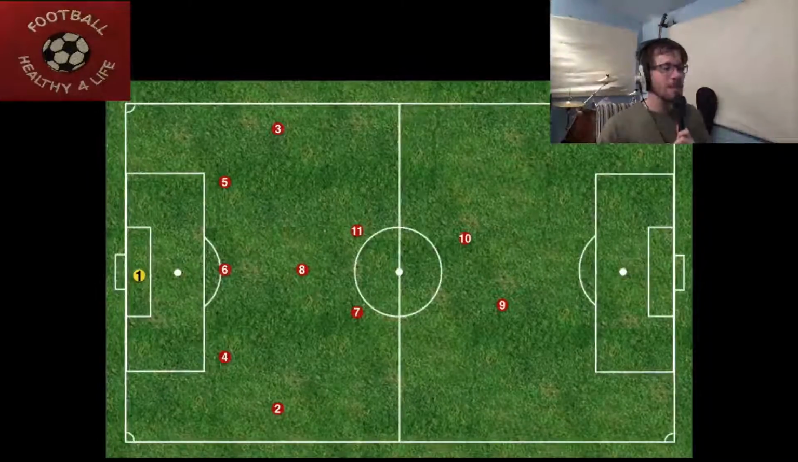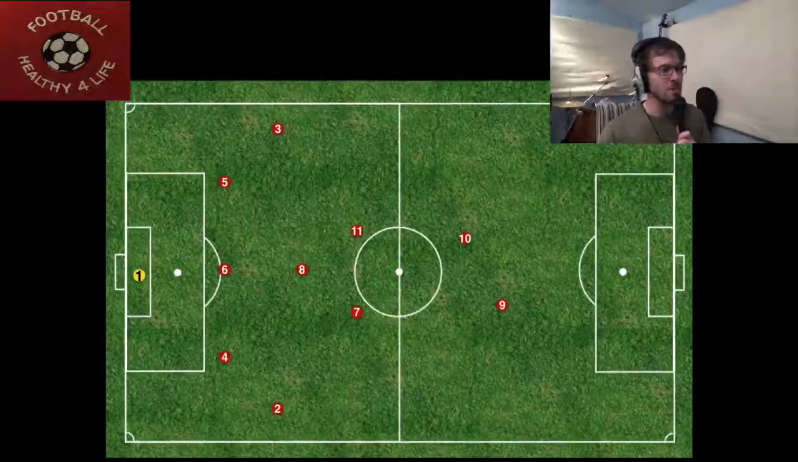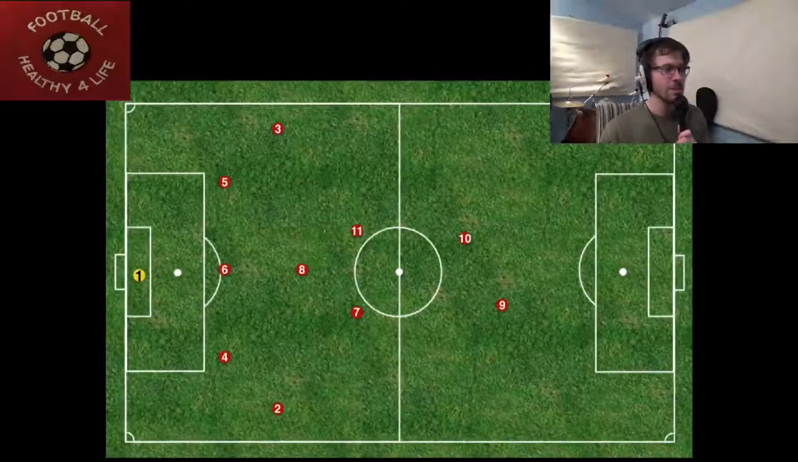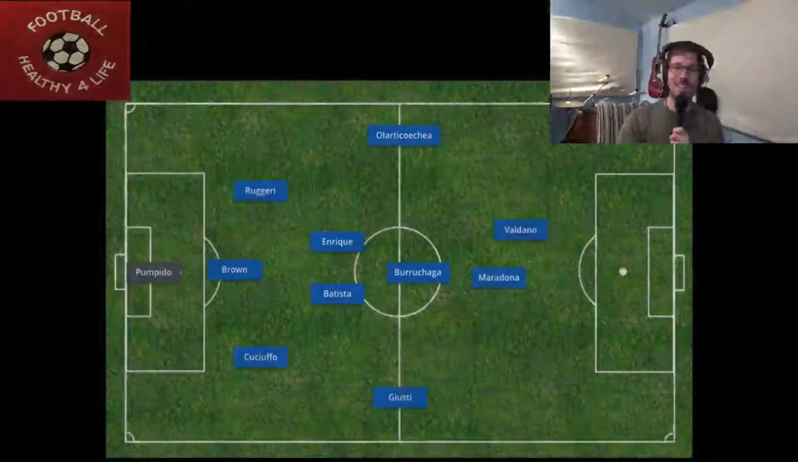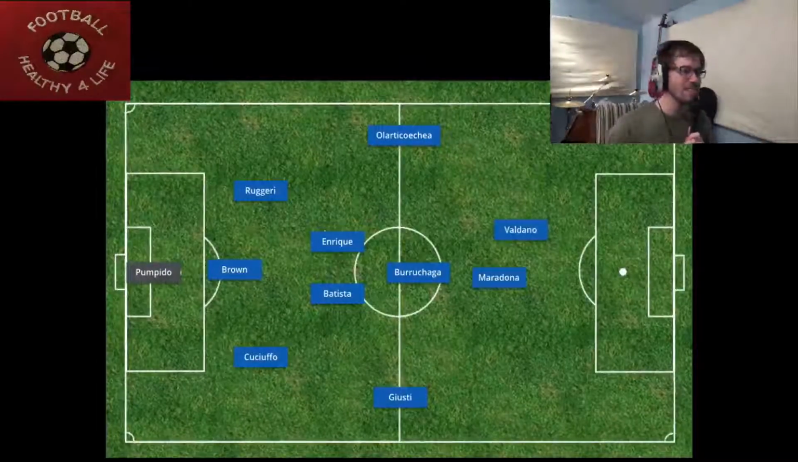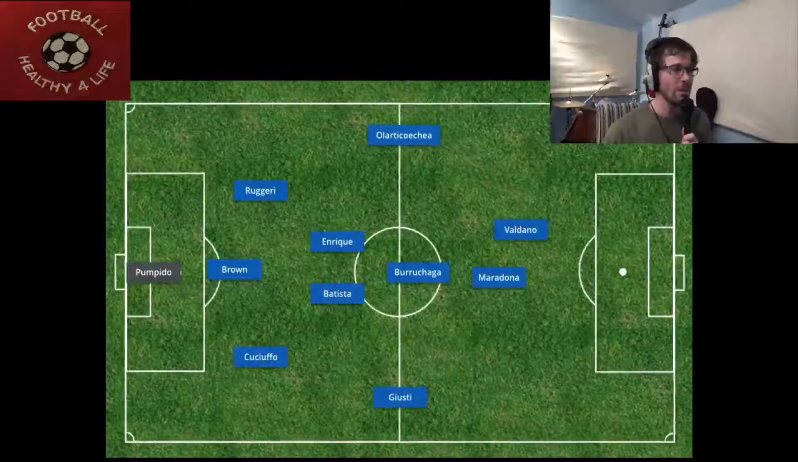So there we go. Now let's look at two examples of this system being used. The first one is England in the Euro 96. No, it's not. It's Argentina, actually. That's the next example. Argentina in the 86 World Cup. This is the winning side.